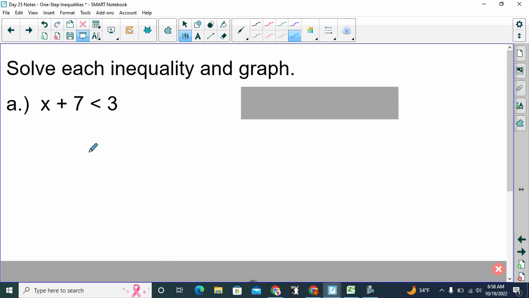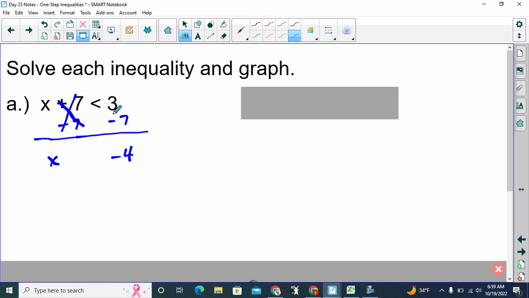We want to think about what is happening to x. We are adding 7 to the x. We undo addition by subtraction. We want to subtract 7 from both sides of the inequality. These cancel. I get x. 3 minus 7 is negative 4.